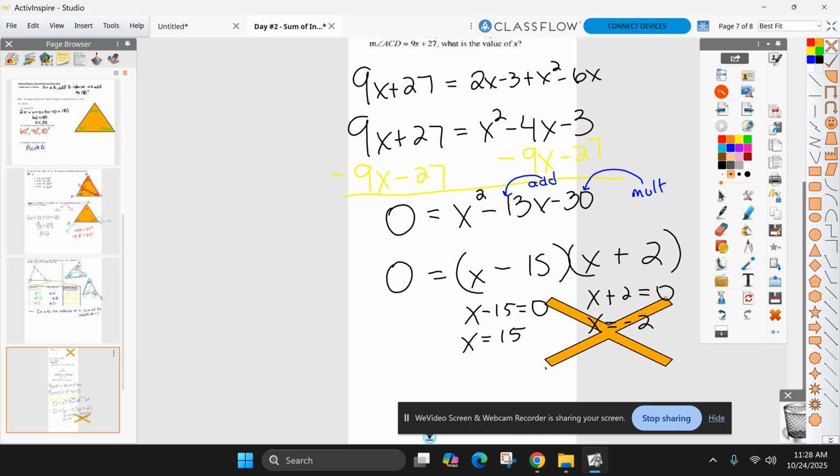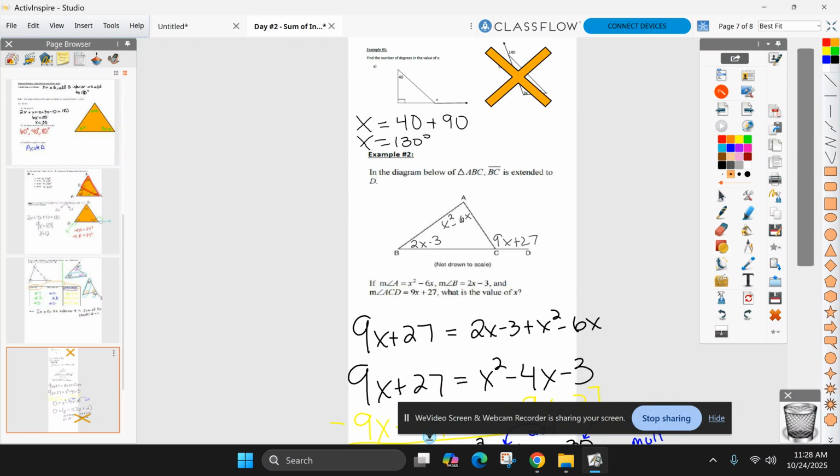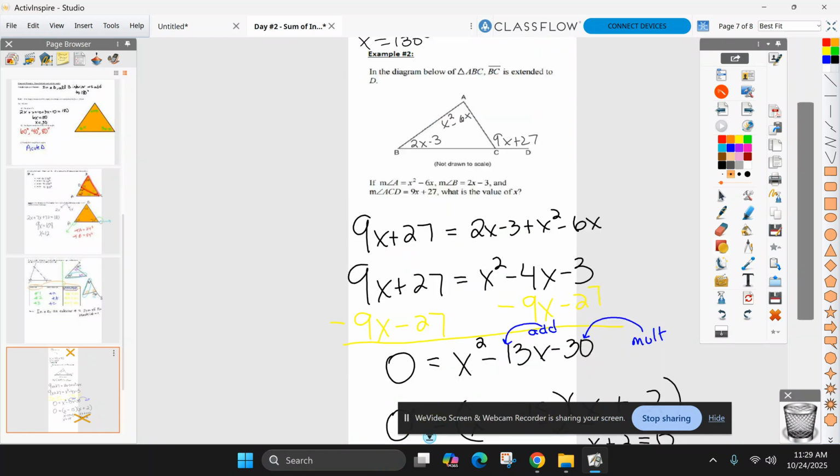And reject that sucker. Not because it's negative 2. Why am I rejecting it? Because when I go to plug it back in, it's going to give me a negative angle. That's why I'm rejecting it. How about the 15? Is the 15 okay? Yeah, anywhere you plug in 15 for X, it will always be a positive angle, so 15 is fine.